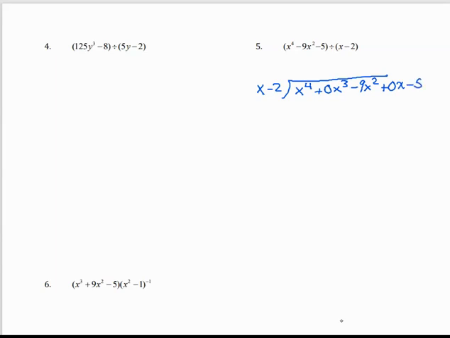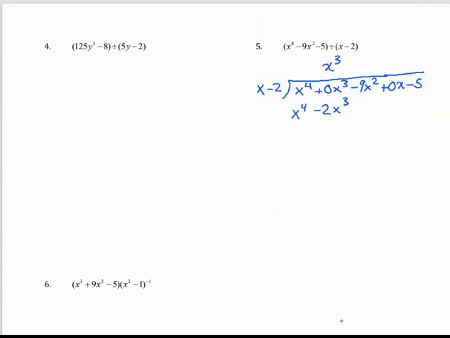The reason that's important is because you need to make sure like terms line up on top of each other when we're combining. And so if we don't fill those gaps, you won't have like terms on top of each other. Now we begin the process. How many times does x go into x to the 4th? It goes in x to the 3rd times. Now I multiply. X to the 3rd times x is x to the 4th. X to the 3rd times negative 2 is negative 2x to the 3rd.